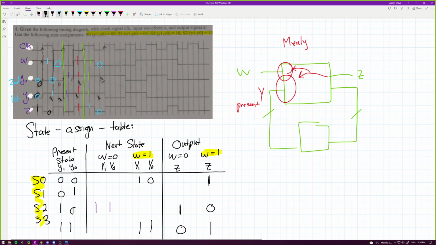And then at the next clock, we are in state 1-1, input is zero. We go then to state 1-0, or actually 0-1, because you read this first, 0-1. So if you're in state 1-1 and your input is zero, the next state is state 0-1.